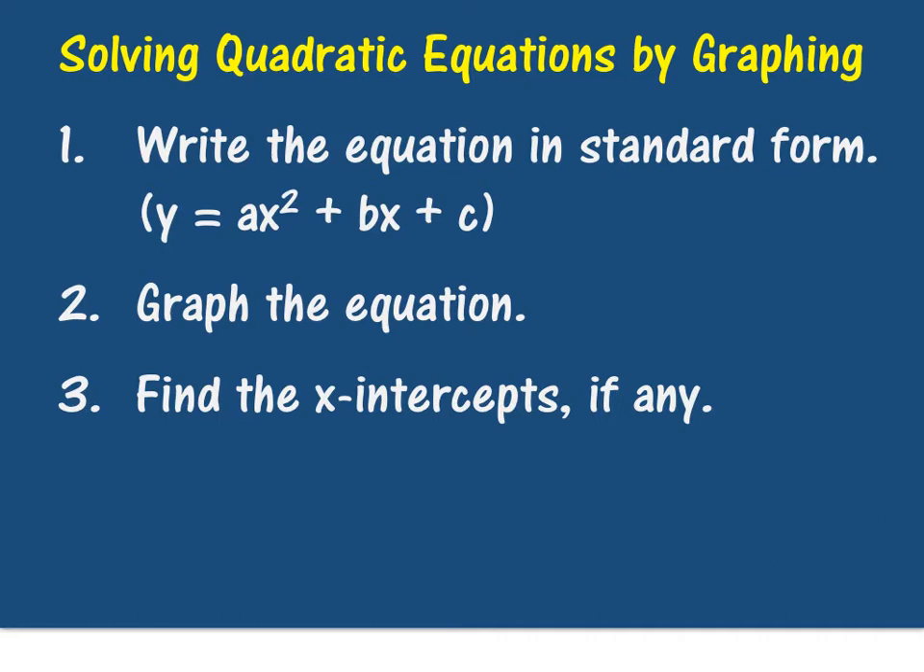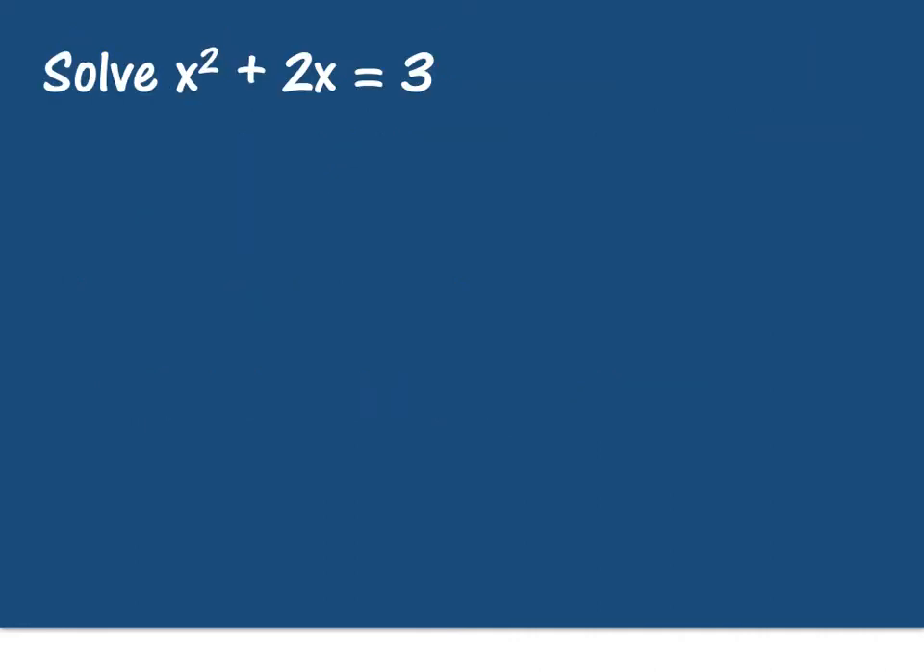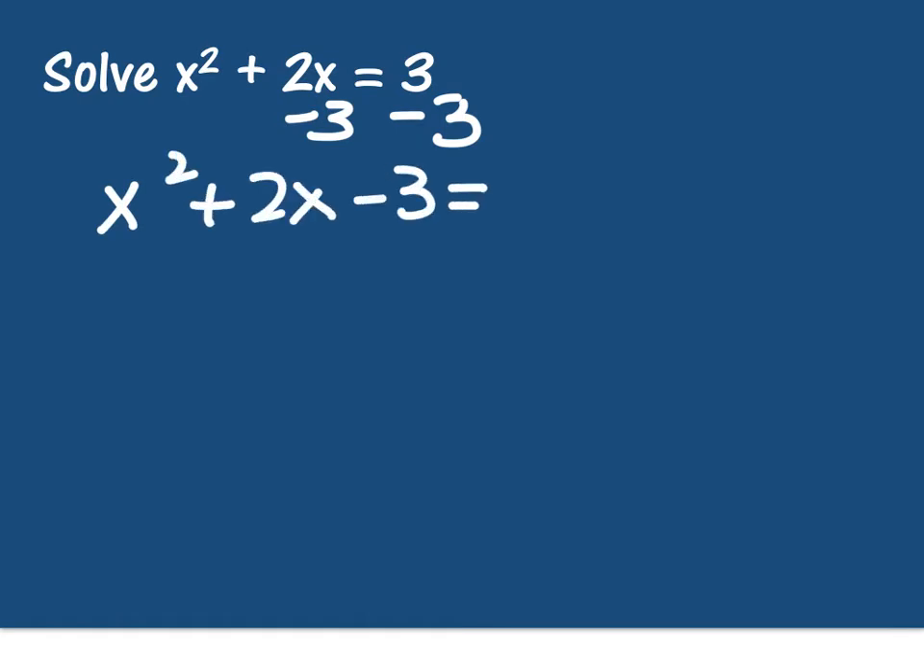And as a reminder, a solution to a quadratic equation is what are the x values, what are the x coordinates when y is 0. All right, we're going to start with this one. Solve x squared plus 2x equals 3. Step 1, let's get it into standard form. To do that, I need to get the 3 over to the left-hand side where the other 2 terms are located. I'm going to do that by subtracting 3 from both sides. And I'll get x squared plus 2x minus 3 equals 0.